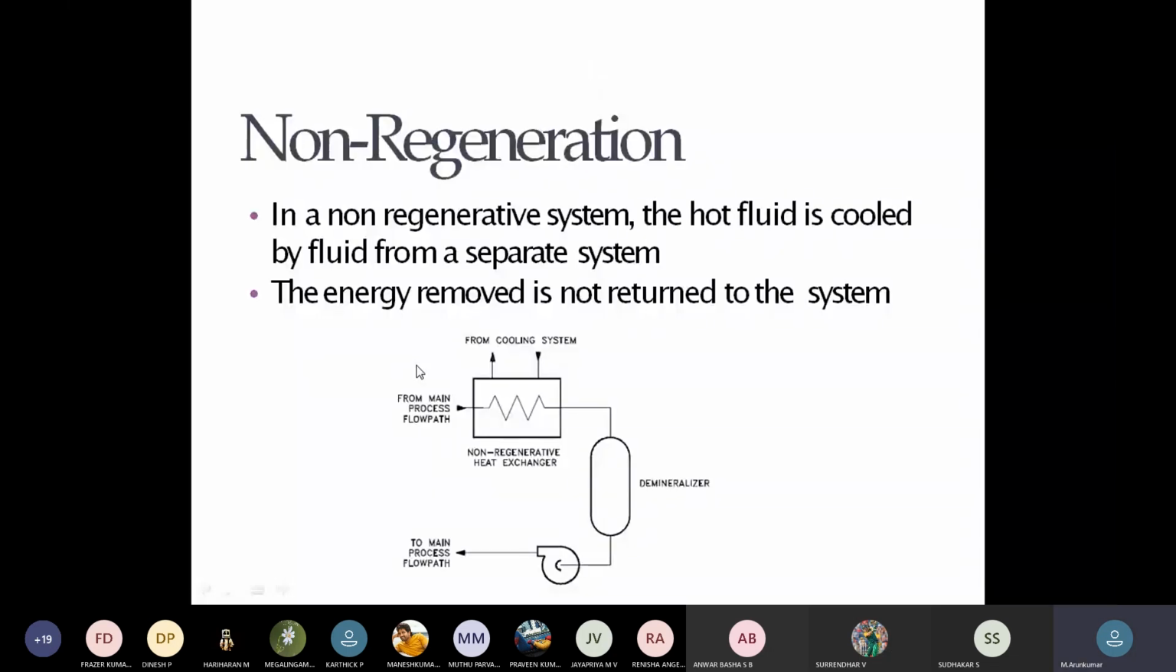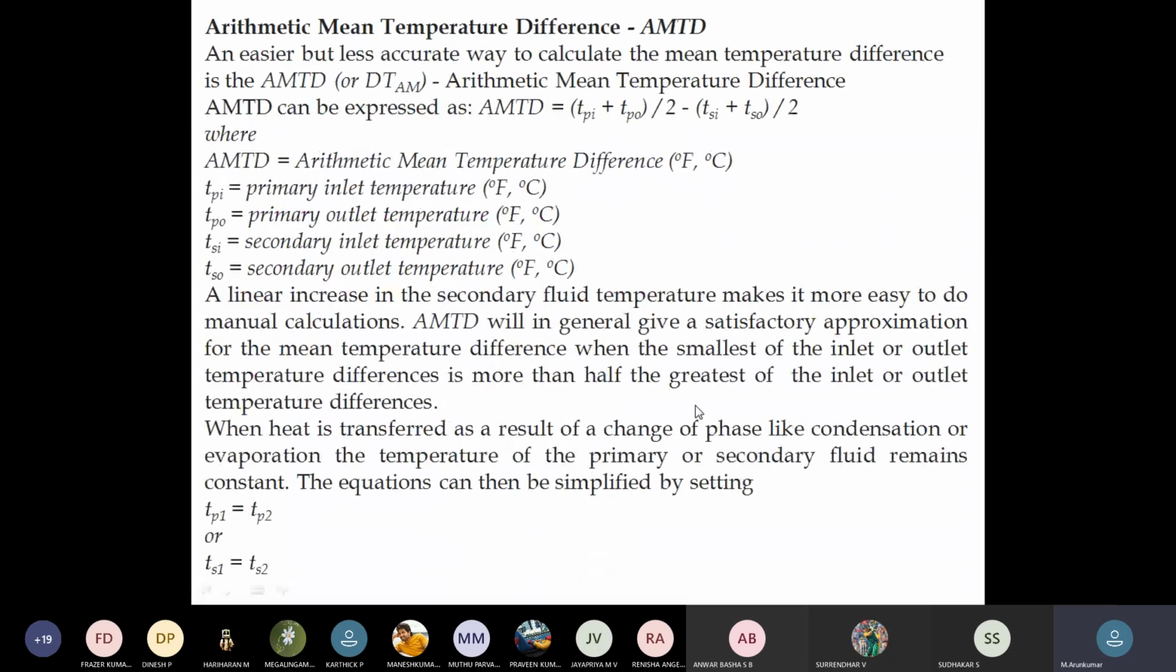Then for non-regeneration, this is the flow diagram. In a non-regenerative system, the hot fluid is cooled by the fluid from a separate system. The energy removed is not returned to the system. So this is non-regeneration.